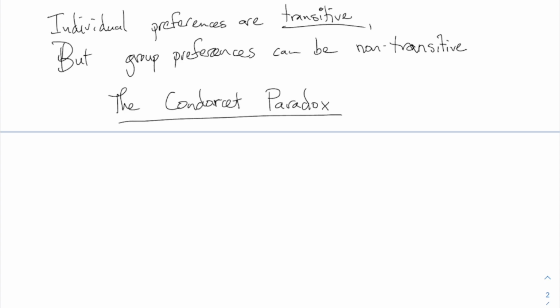What does that say? Condorcet is a person's name. Oh, okay. Condorcet Paradox. All right.